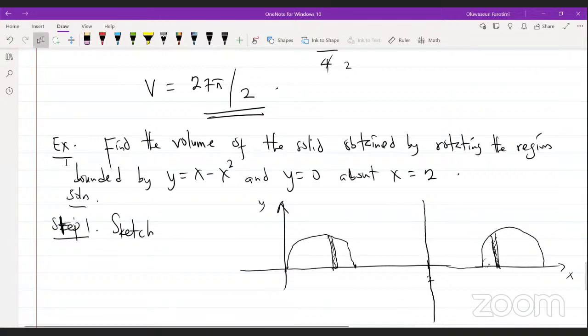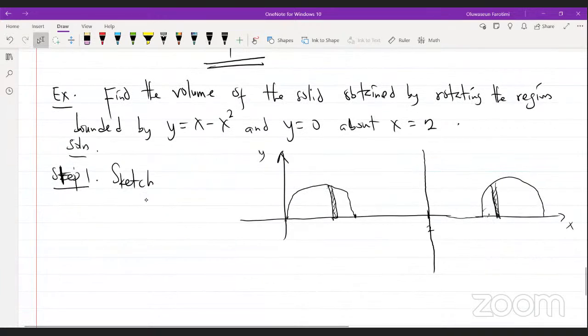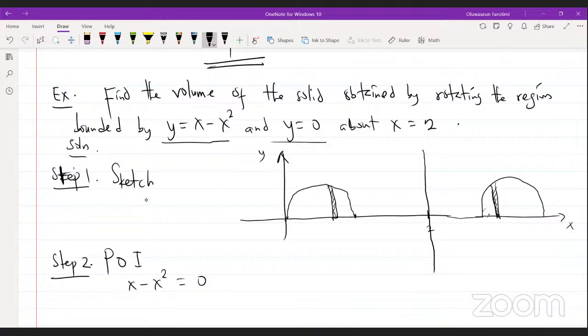Now we're coming back to this sketch, guys. So step two, what do we do at step two, guys? POI, point of intersection. So how do you find a point of intersection? Set this guy and this guy equal to themselves. So you have x minus x squared equals 0. You have x, then you have 1 minus x equals 0. What does this mean, guys? It means x is either 0 or 1. So that means this point is 0. This guy has to be 1.